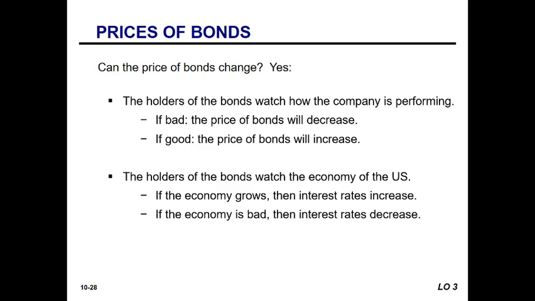And also, of course, bondholders are going to be watching the economy in the U.S., especially because we're talking about U.S. bonds in this class. If the economy grows, then interest rates are going to increase. Whereas if the economy is bad, it's retracting, then our interest rates will decrease. As I stated before, the current interest rate at any given point in time is going to impact the price of bonds that are issued when compared to its contractual interest rate. So we're going to first talk about when we issue bonds at a discount.